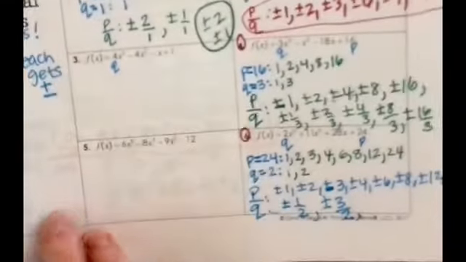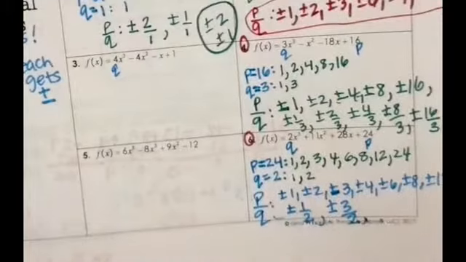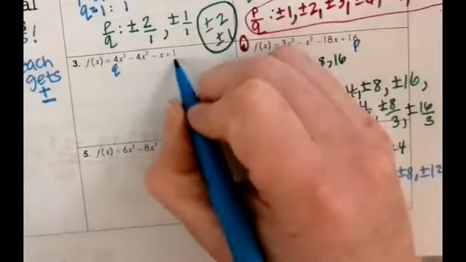Alright, so once you do P over Q and reduce them, I'll write the answers to 3 and 5. If you want to pause the video right now and try them on your own, you can. If you think you got it, totally fine, don't worry about it.